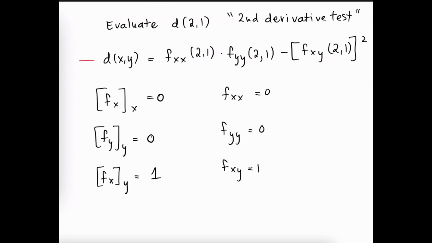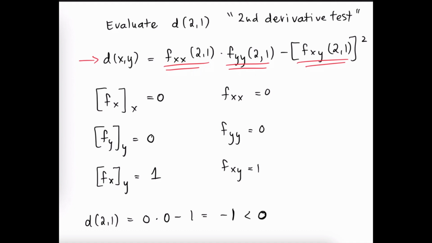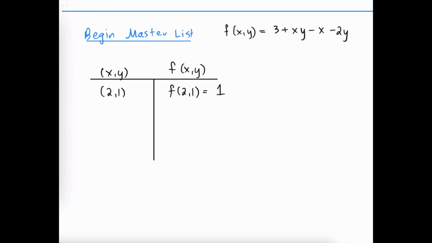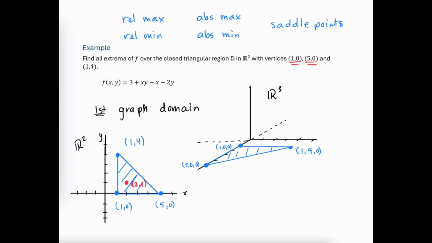Now, they're all constant values, so when I evaluate this second derivative at (2, 1), we're just going to get 0 times 0 minus 1, which is going to be negative 1, less than 0, and the second derivative test tells me that we end up with a saddle point. So back down here in our master list, let's just indicate that. So that's all that's happening on the interior.